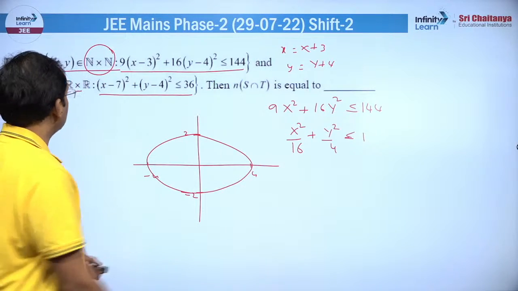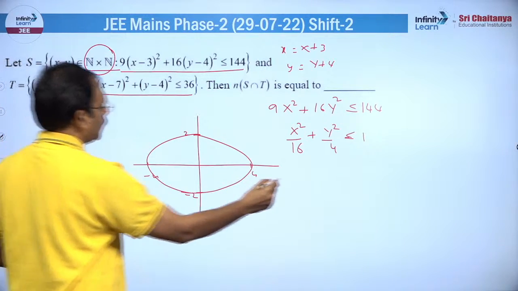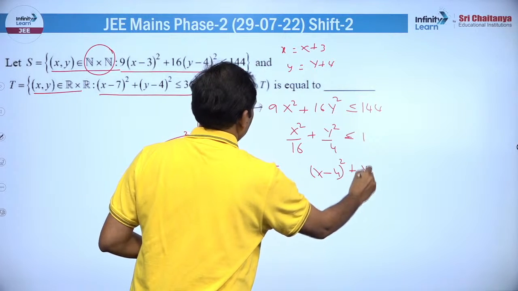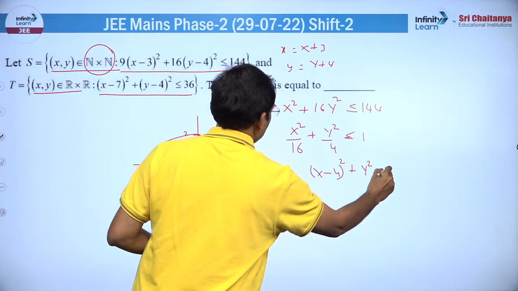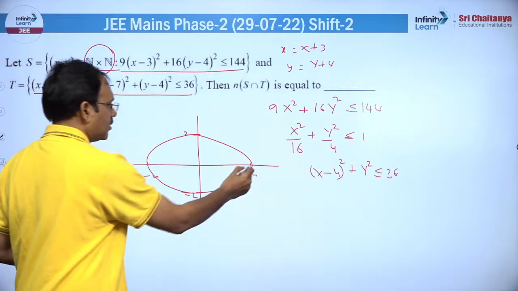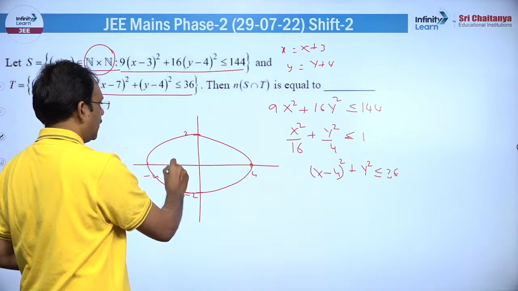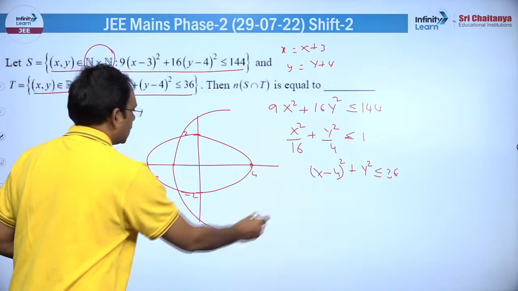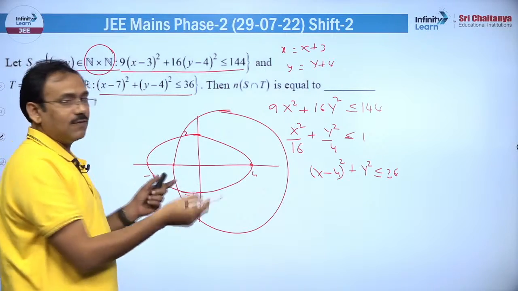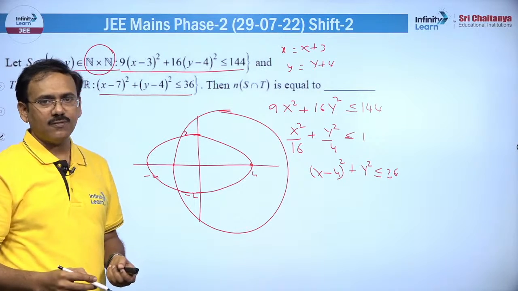Okay. Now, the second one with the same change, if you put x plus 3, you are going to get x minus 4 whole square plus y square less than or equal to 36. It is a circle with center 4 comma 0 and radius 6, my dear friends. Radius 6, you will get a circle like this. Now, you need to check. So, for the interior of the ellipse as well as the circle, you need to count the number of points of intersection.